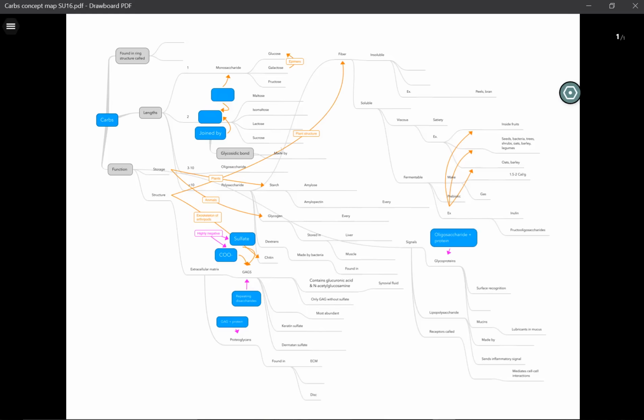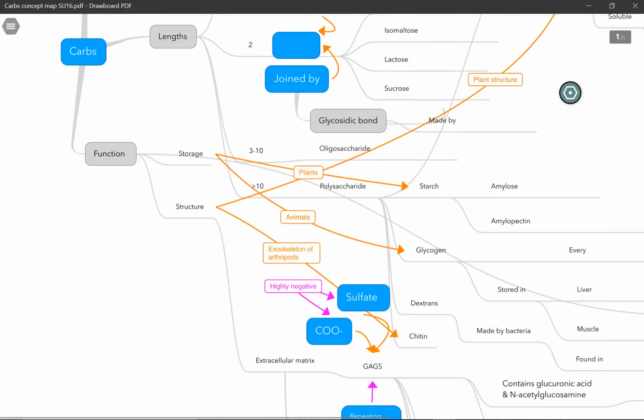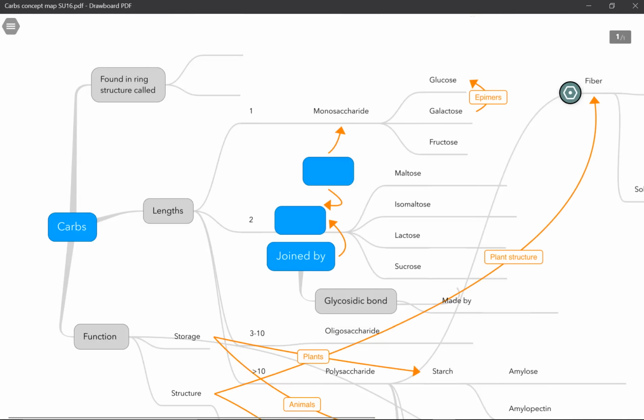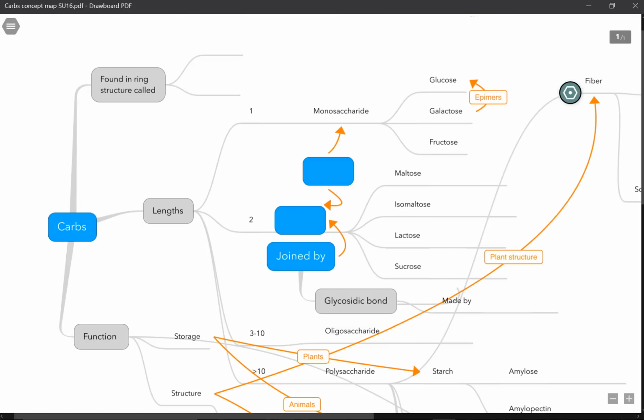Okay, let's start our Carbs Concept Map. So if we scroll in on the top left, we're looking at our carbohydrates. Carbohydrates are found in ring structures that are called hemiacetals if they contain aldehydes, or if they contain ketones, they're called hemiketals.